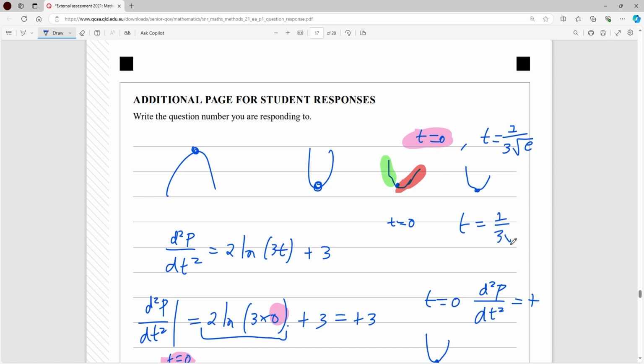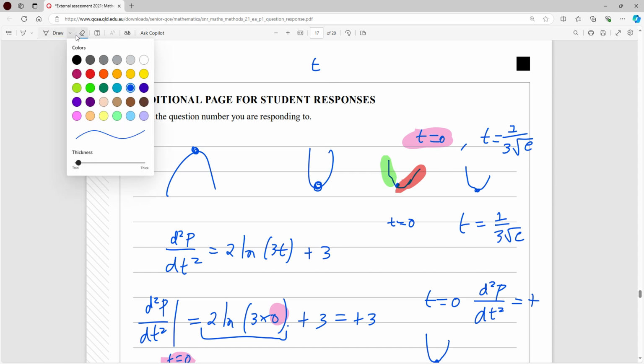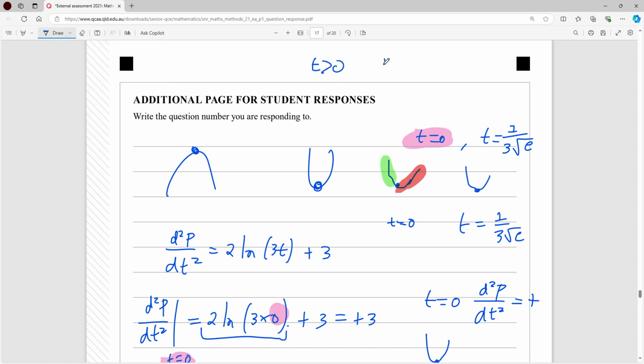1 over 3 root e, I would say when t is greater than 0, the first derivative is positive because it turns into positive. We can see from this definition of minimum. And when t is greater than 1 over 3 root e, the first derivative is also positive.